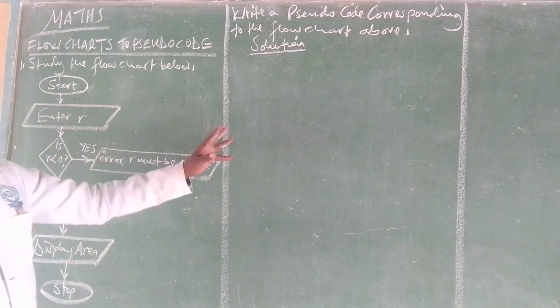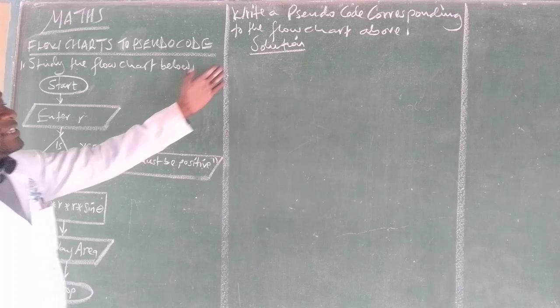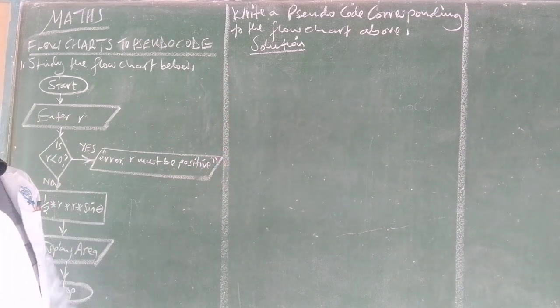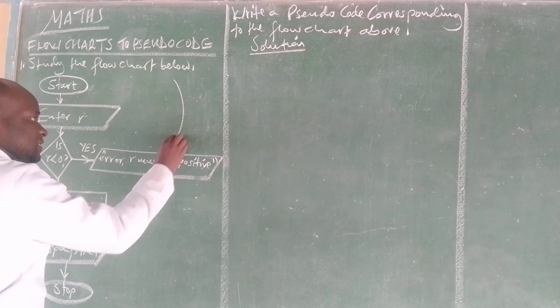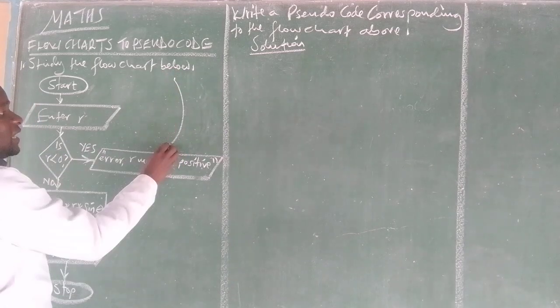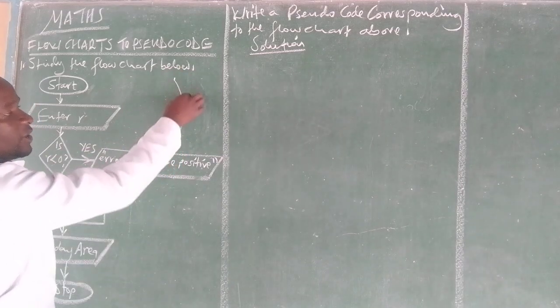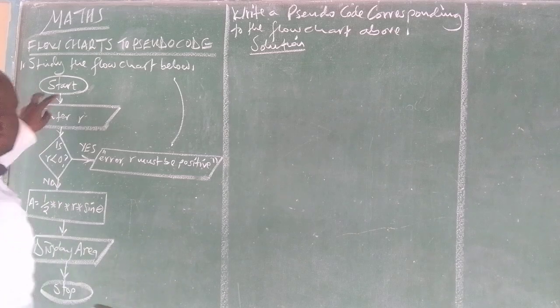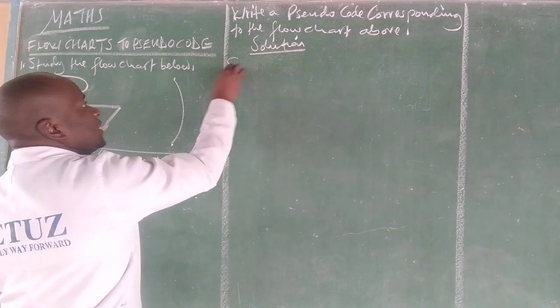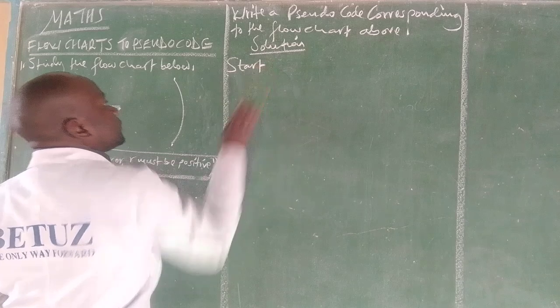Remember, as you are writing a pseudocode, it must curve. It must look like that. This is the first point and this is the last point. So the words go in, then they begin coming out and make a curve like that. So the first word will be start. So you write start there.